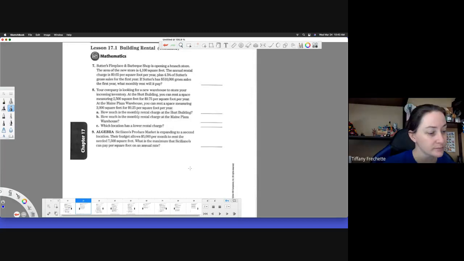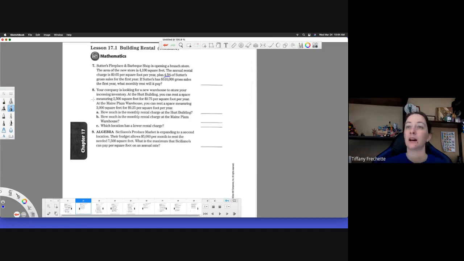All right. So number 7 is doing the same thing as number 6, where we have some square footage. We have an annual amount per square foot per year plus 4.5% of gross sales. So exact same thing we just did on number 6. You do the basic square foot calculation and then add in the 4.5% of their annual sales, which they do give you here, or gross sales, sorry.